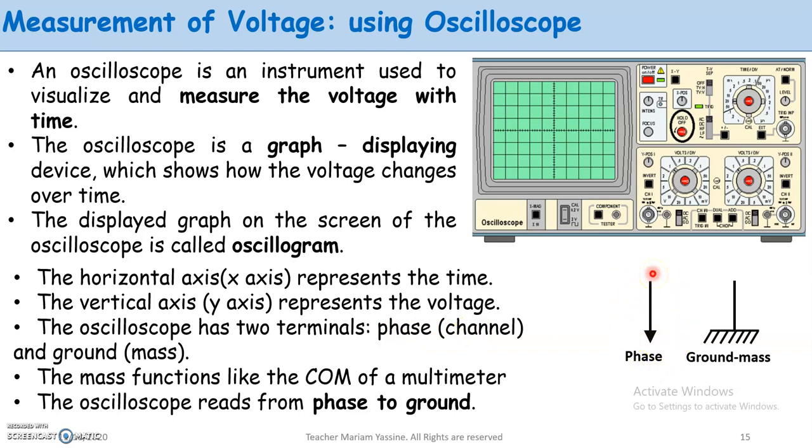Negative terminal, or called ground or mass, and represented by this shape. Ground or mass is the same as in the voltmeter. In the voltmeter we mentioned that the voltmeter reads from V to COM. Here the oscilloscope reads from phase to ground.